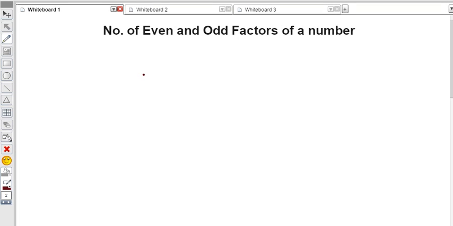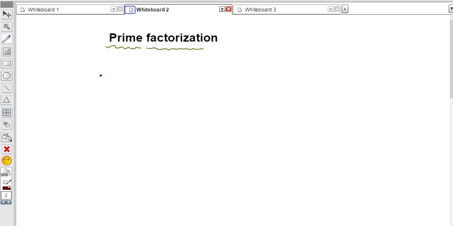Hello friends, in this video you will learn finding the number of even and odd factors of a given number. In the previous video I explained finding all the factors of any number. Before that, if you know this prime factorization method, let us see one example. We need to find out even and odd factors.